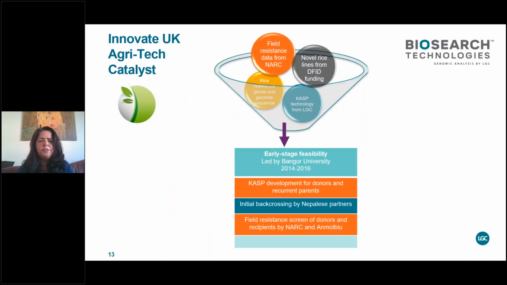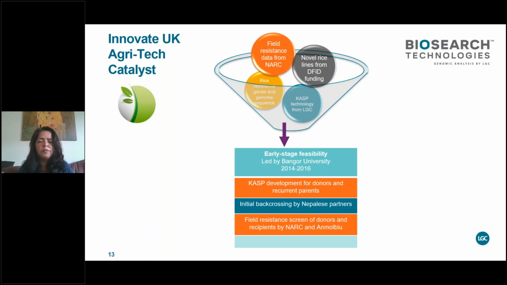So the feasibility, the Catalyst project funding that we got from Innovate UK had the collaboration between NARC. We had novel rice lines that were developed through DFID funding. We were able to identify resistance genes and sequences from a vast database, from the IRRI database, as well as the Nepalese government's, the Nepalese Institute's databases that they have there.